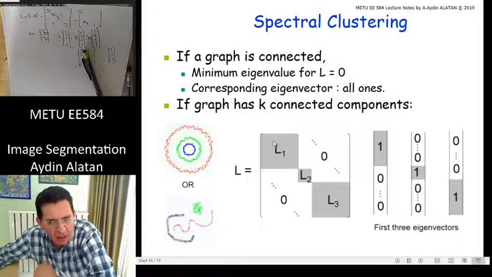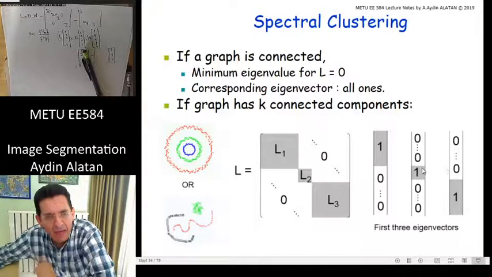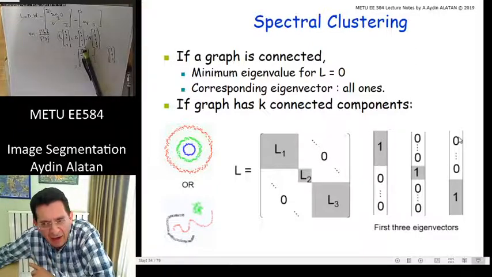This entry for the first eigenvector should be 1. For the second one it should be 0. For the third one it should be 0. How about this one? This one says for the first it should be 0, for the second it should be 1, and for the third it should be 0. Hey, the information about the labels of these clusters is stored in the eigenvector entries.